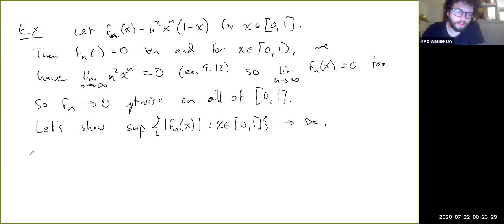So the maximum of f of x. Since fn is positive for all values of x in [0, 1], we can just drop the absolute values and make this a maximum, because it does get achieved, especially since it's a closed interval. Then it has to get achieved, right? So the maximum of fn of x for x in [0, 1].